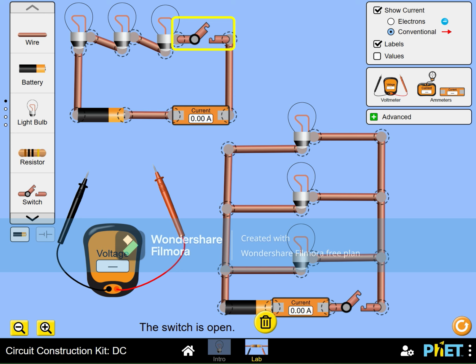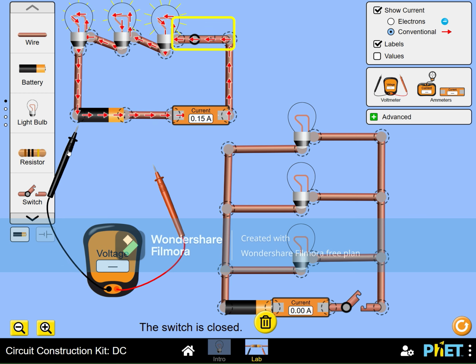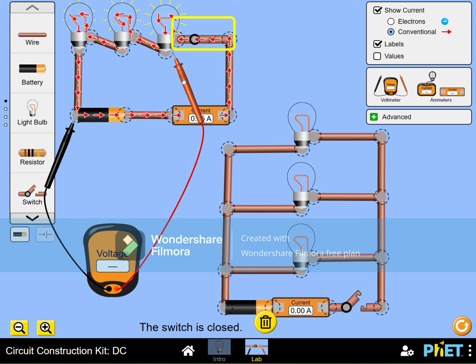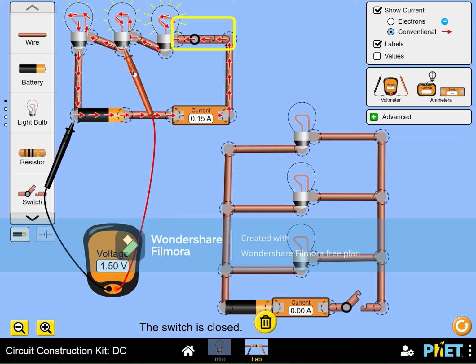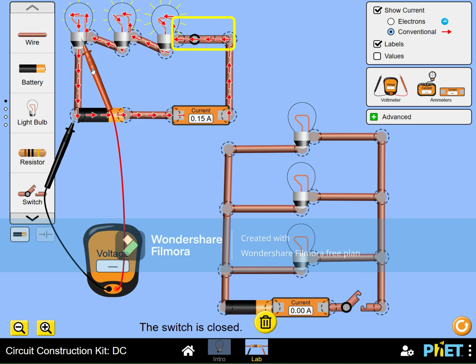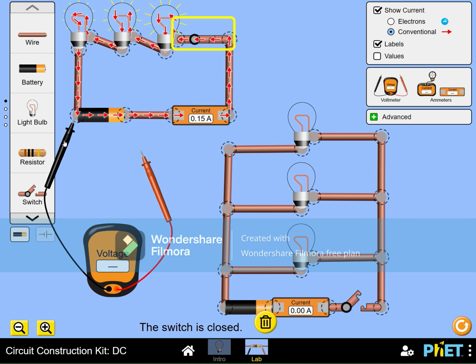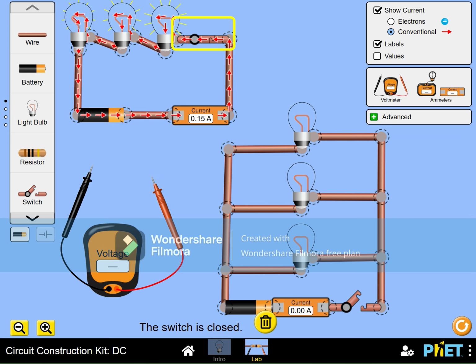Let's see, do the bulbs have the same voltage drop or the same current? Let's use this voltmeter here. We'll put one lead on the negative terminal of the battery, and we'll start at the first bulb here. 4.5 volts on the first bulb, 1.5 on the second, and 0 on the last. Okay, interesting. So they do not have the same voltage drop.